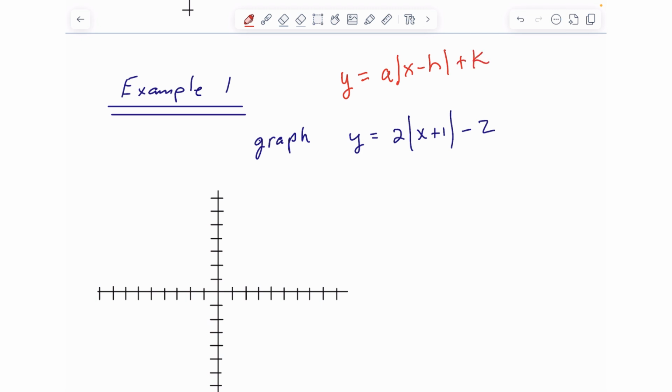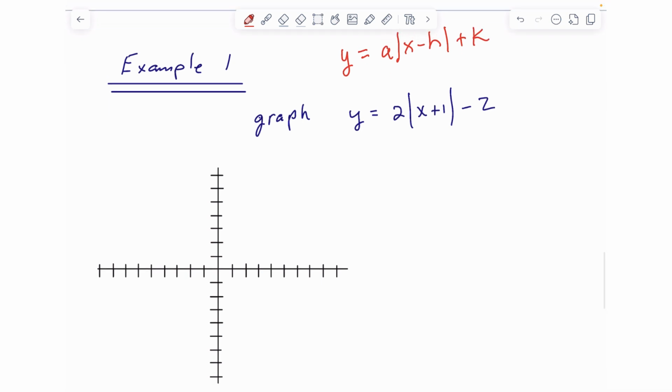Now, when you're graphing an absolute value, the first thing you need to do is find the vertex. And the vertex is the h and the k. Be mindful of the fact that this is a plus 1. That doesn't mean it's plus 1. It's actually the opposite because of this minus we have here in x minus h. So it's going to be the opposite.